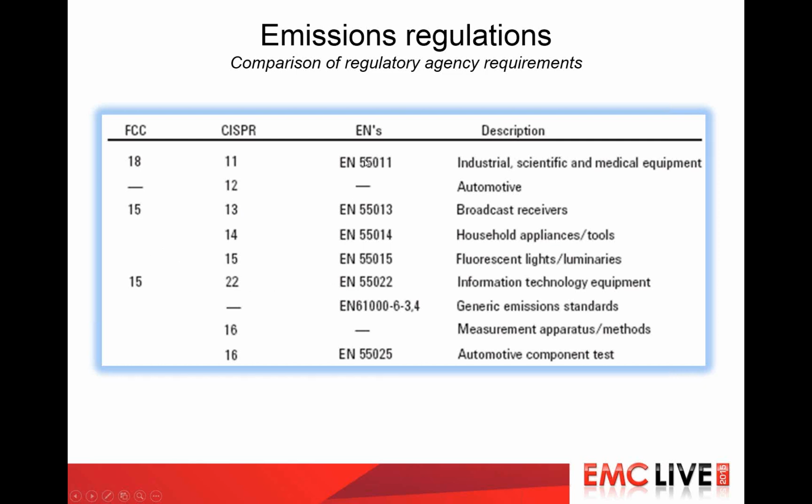So they break down. Over here on the right, you can see the European nations. So they have a different numbering scheme. So in here, fluorescent lights and all that. They still have to be tested according to the CISPRS standards, but there's subcategories under what the FCC calls out here, under 18 and 15 typically.